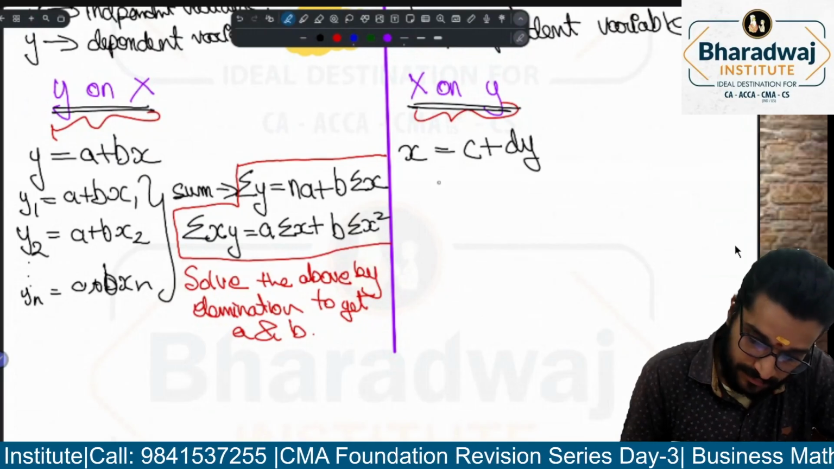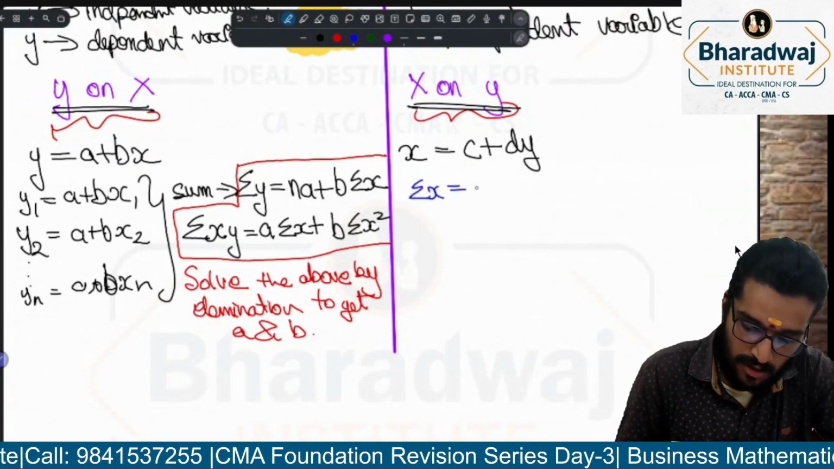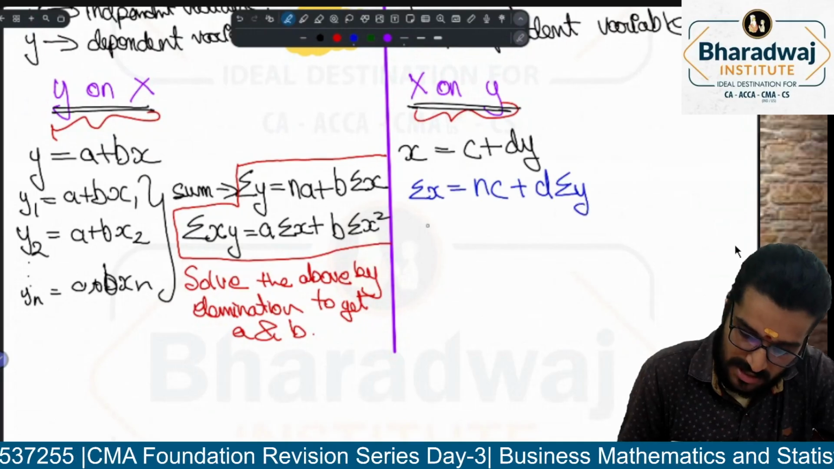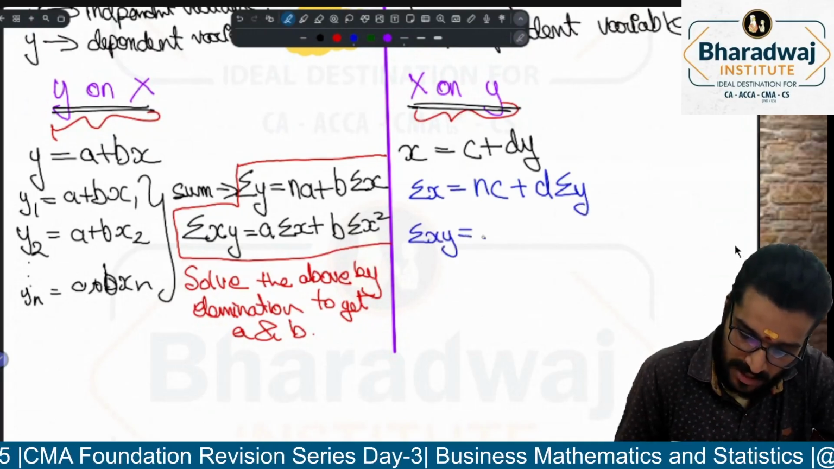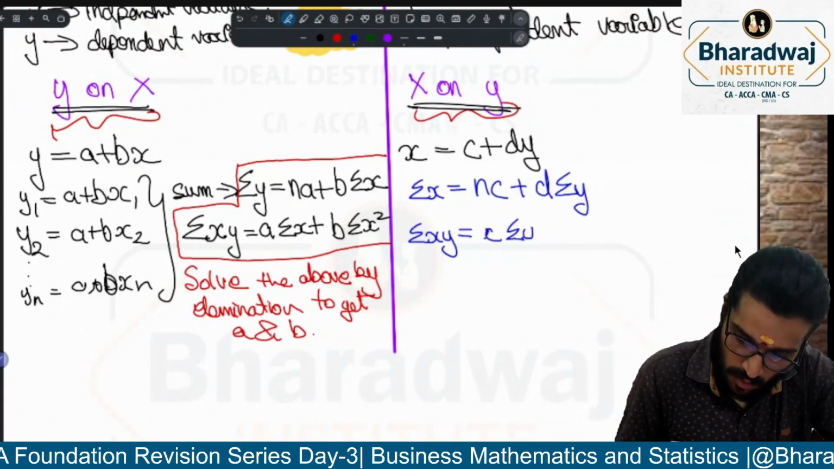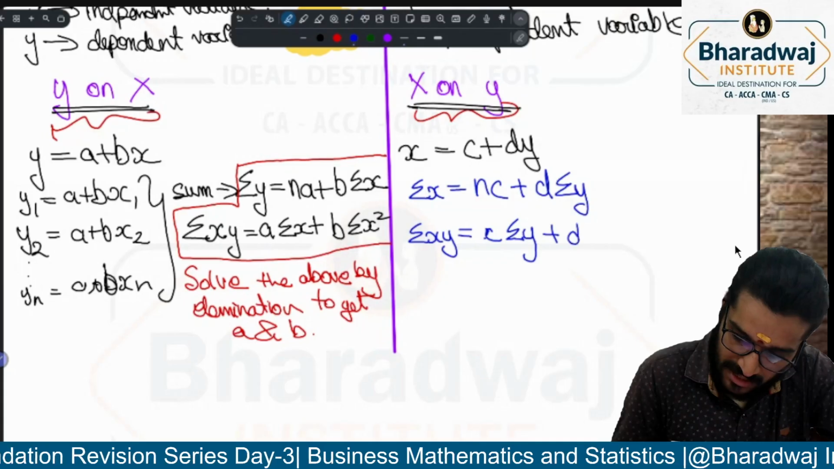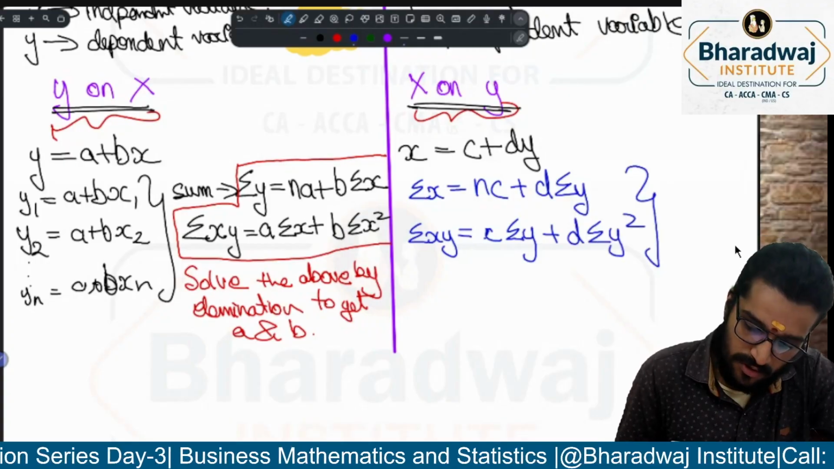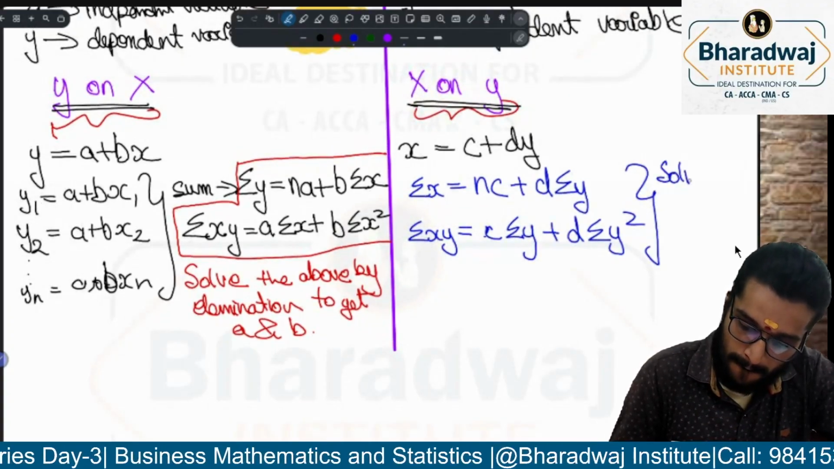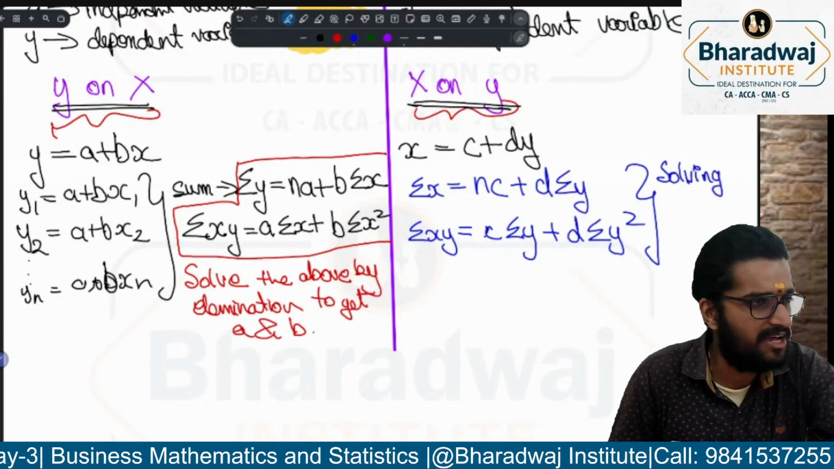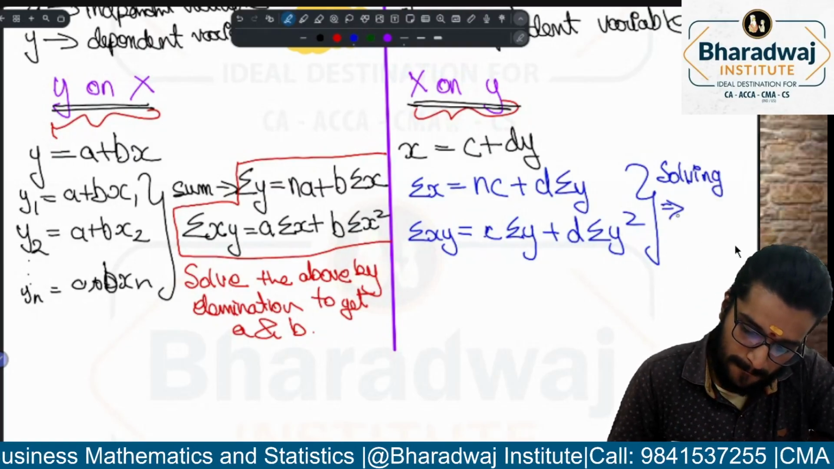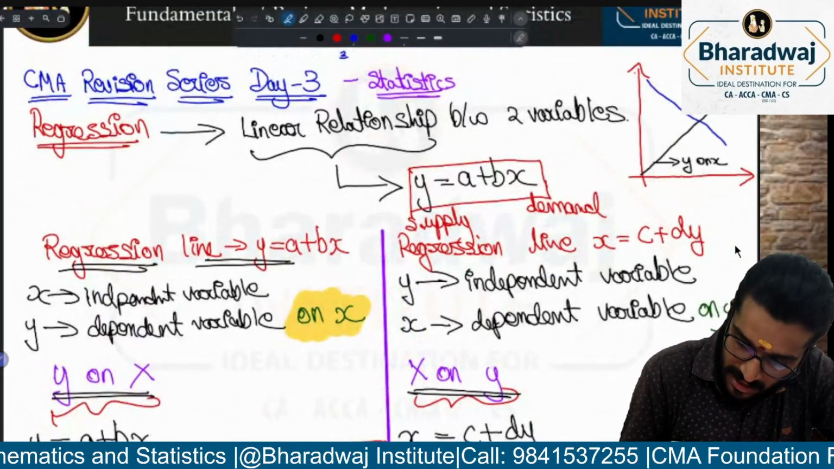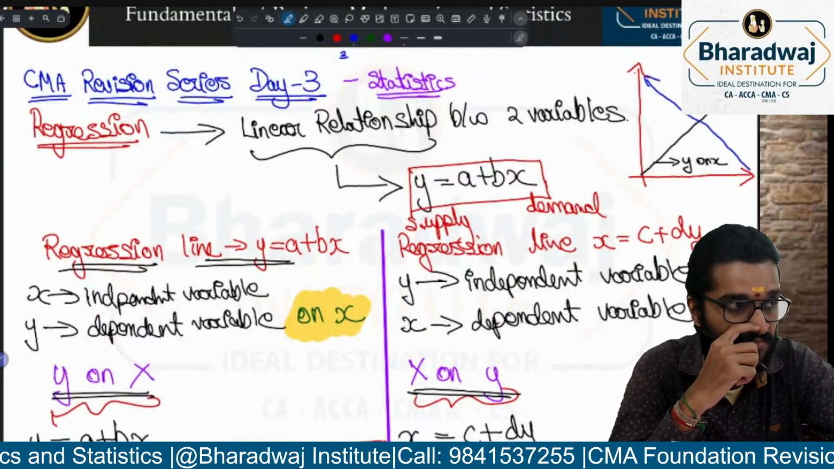So what will happen? Summation x is equal to nc plus d times summation y. Summation xy is equal to c times summation y plus d times summation y square. Solving these two by basic elimination will give you c and d. And when you plot it in the same graph, you will get another line something like this.